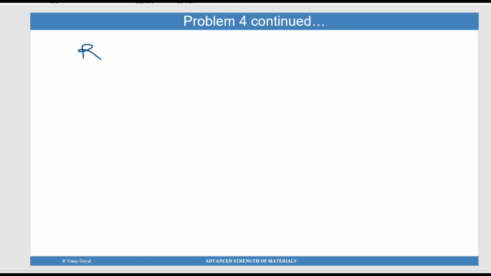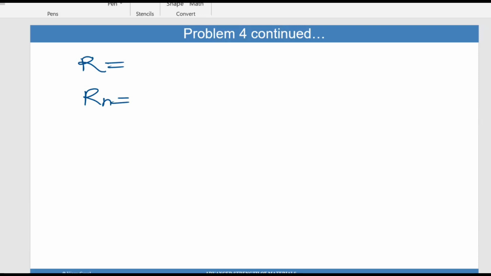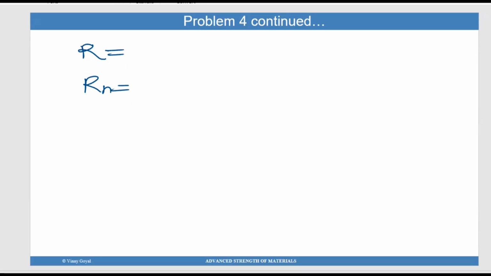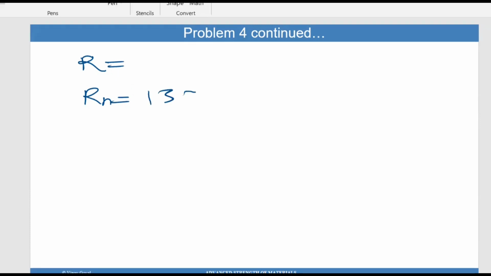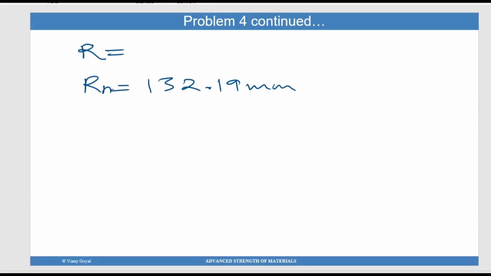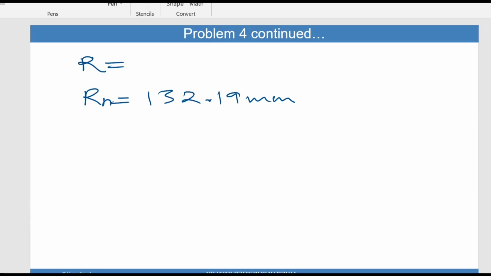So you had your R and you had your Rn. Let's look at the values. Capital R is 132.19, and capital Rn is 119. And capital R is 29.86 plus the initial radius Ri, so it's 133.86.